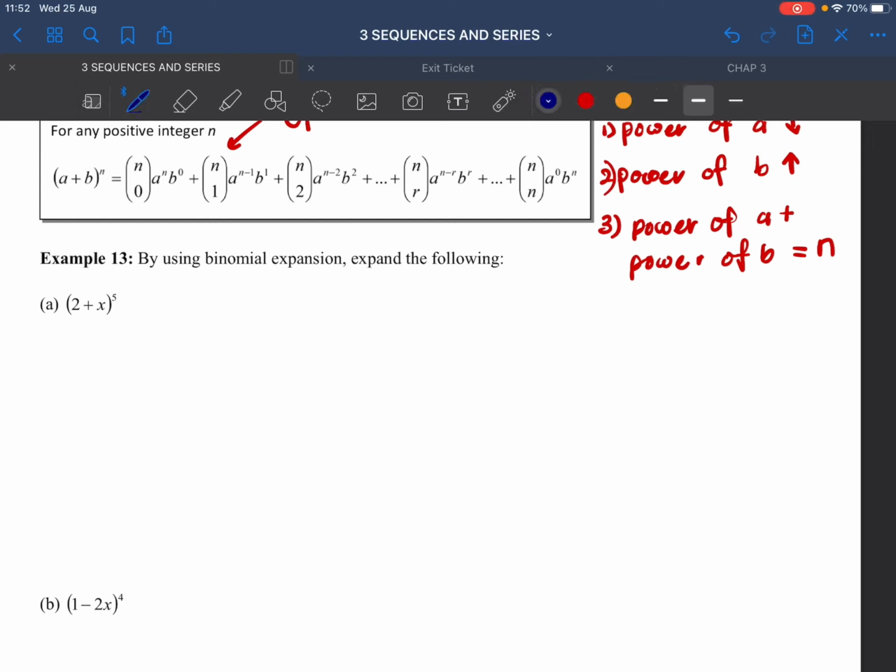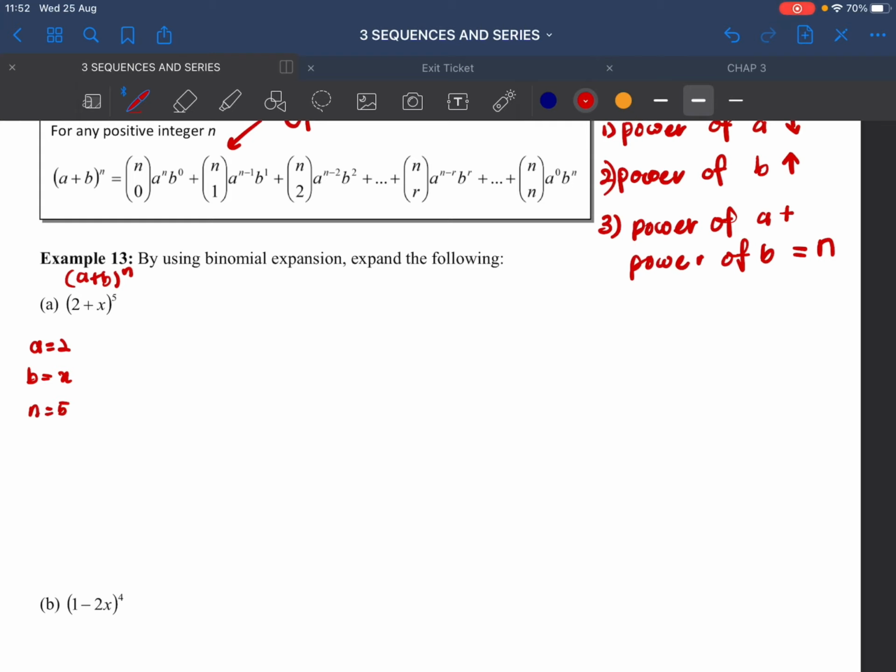Terus, panjang sangat saya cakap dah. Okay, first we have to identify. The general formula is we have (a plus b) to the power of n. So we know that your a is equal to 2, b is equal to x, n is equal to 5. Please write down all this information that we have.